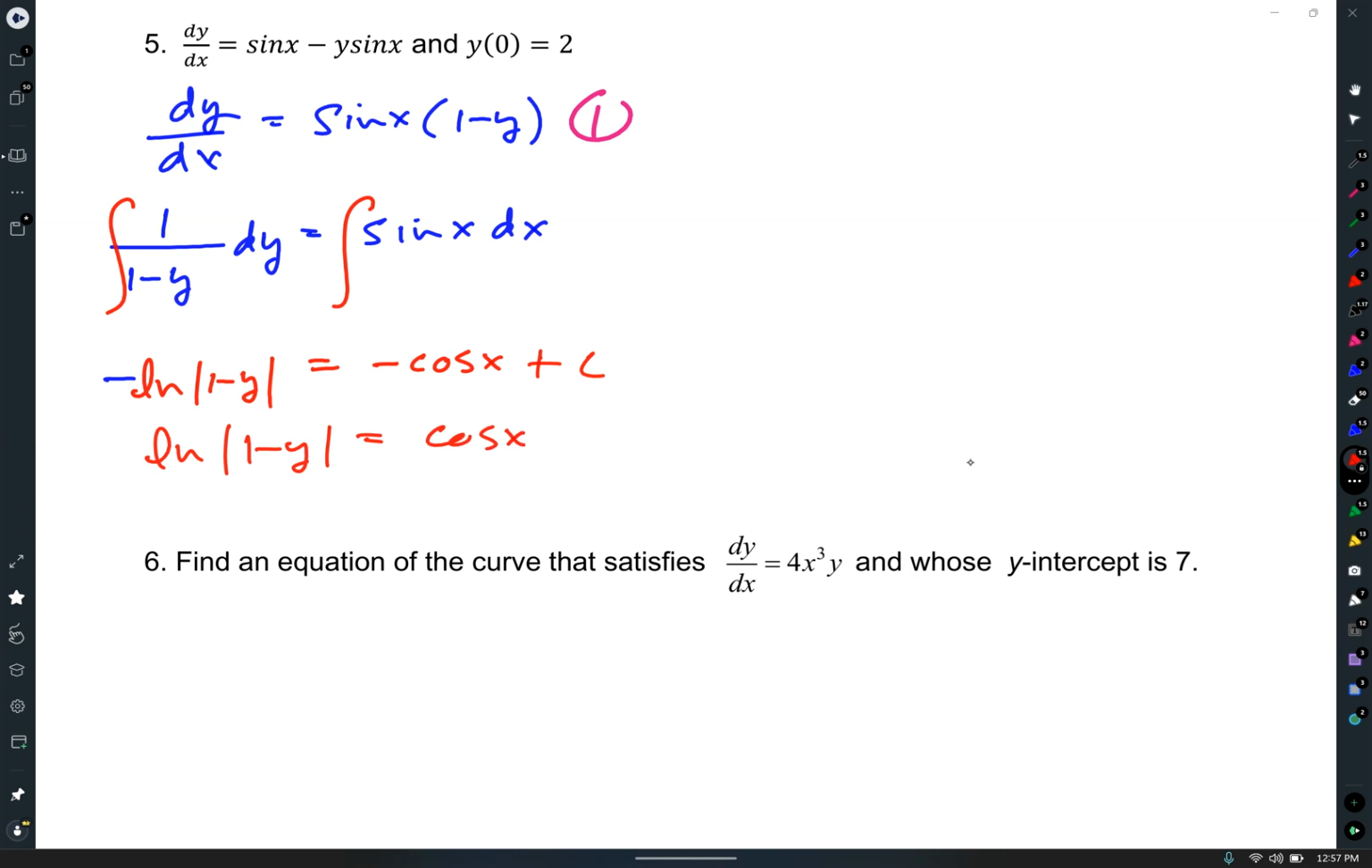Do I have to write minus C? Plus C minus C, it's still just C, right? If you write minus C, it's okay as long as you keep it all the way through, all right? So I'll just leave the plus C. Now I would say let's E it up.